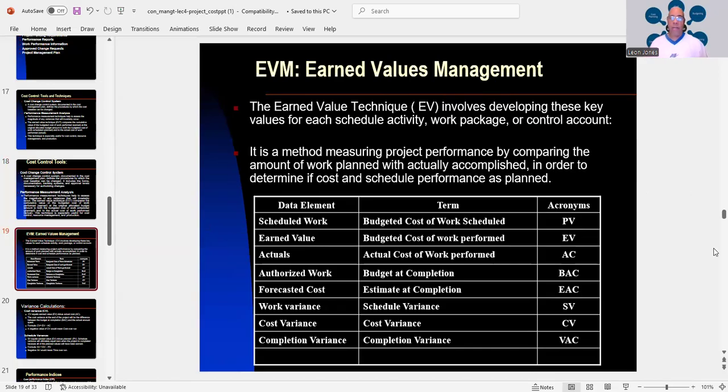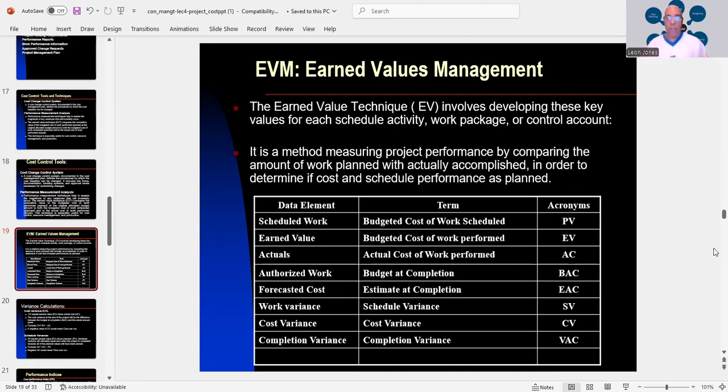Now, we have our EVM, that's our earned value measurement. And that's a technique that involves developing these key values for each schedule activity, work package, or control account. It is a method of measuring project performance by comparing the amount of work planned with what has actually been accomplished in order to determine if cost and schedule performance is as planned.